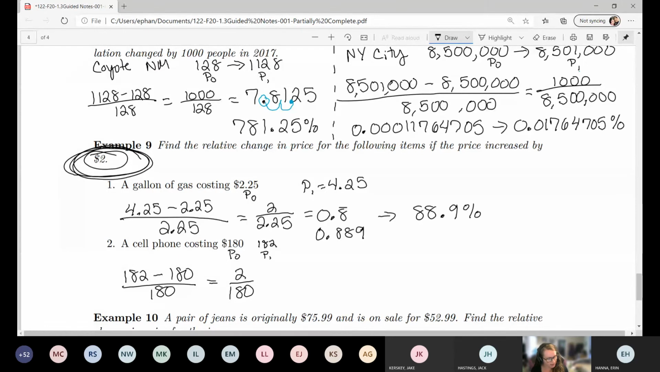So we've got 2 over 180. This would be 0.01 repeating. So let's just say 0.0111 for the sake of converting to a percent, which would be, move this over 2 spaces, 1.11%.